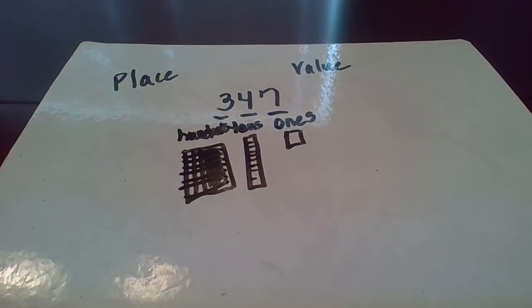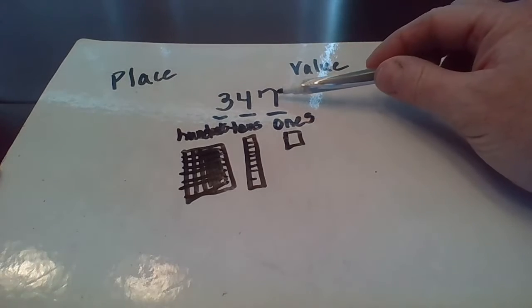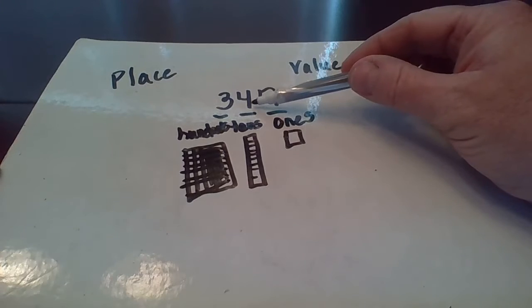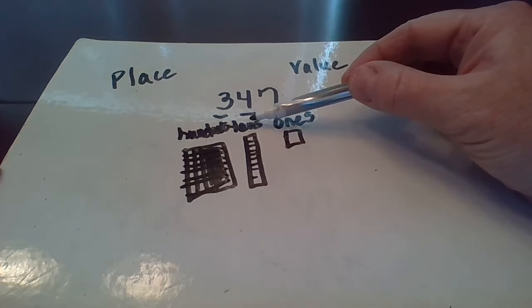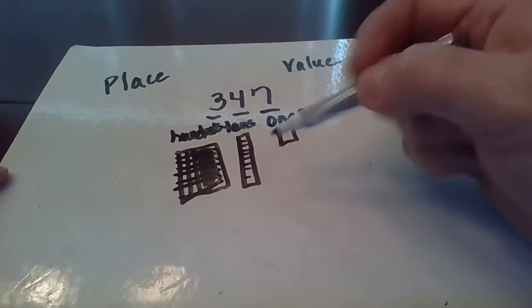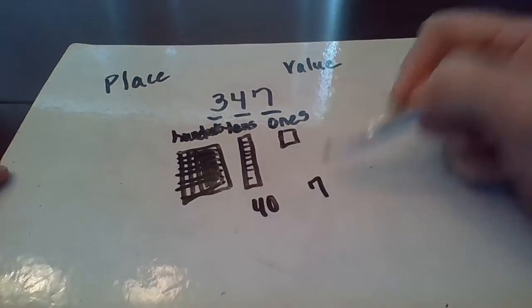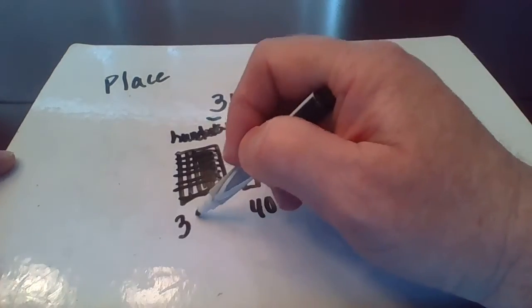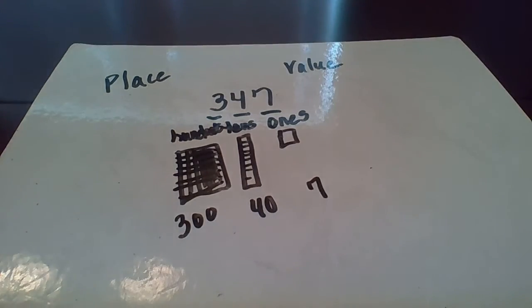When we talk value, we have to think about what is the value of each digit based on its place. So in this example, the 7 has a value of 7 ones or 7. The 4 has a value of 4 tens, which we know to be 40. The 3 has a value of 3 hundreds. That's where we get expanded form, and that's what we do when we're decomposing numbers. So it's so important to understand place and value.